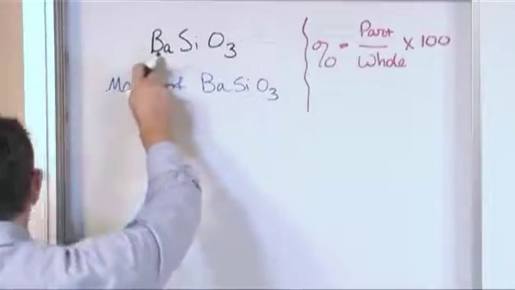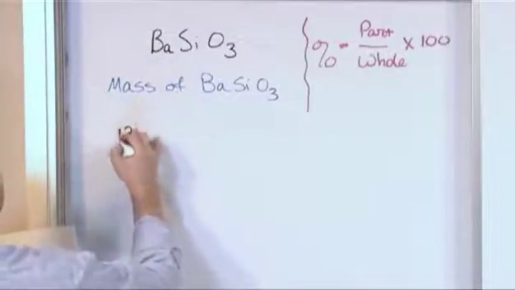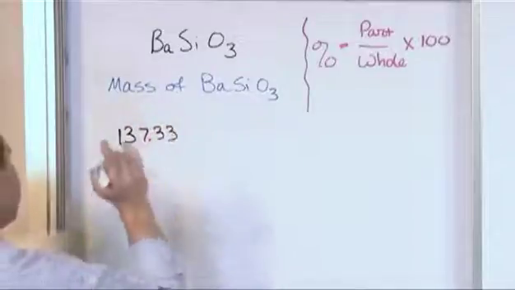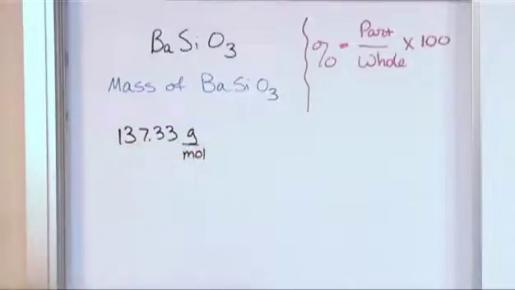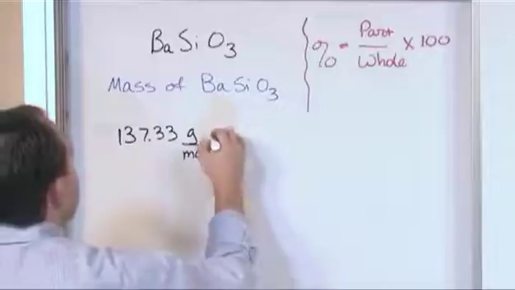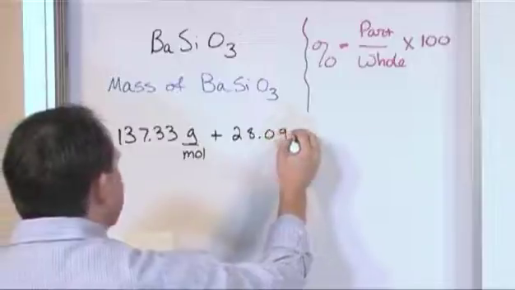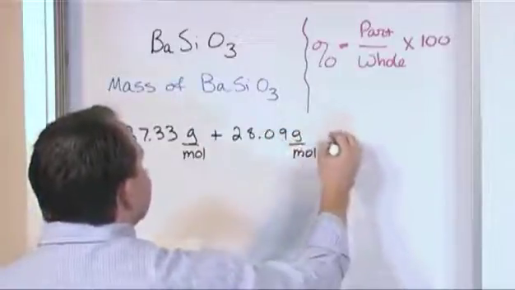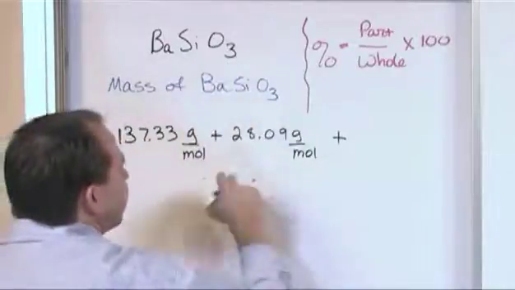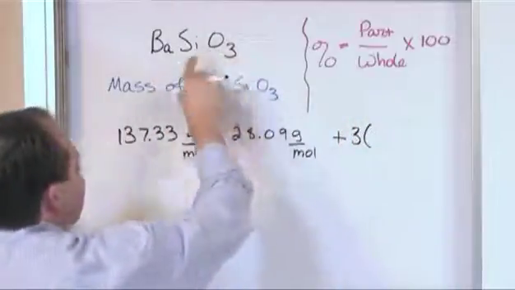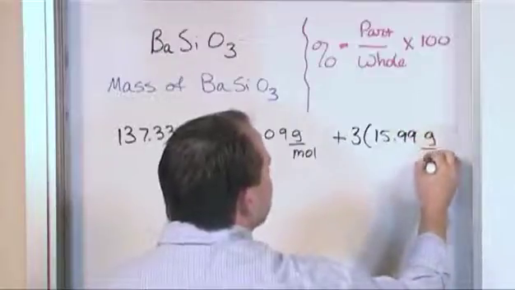When you look in the periodic table, what you're going to see for barium, for an atomic mass, is 137.33. Don't ever forget what units you have here. This is grams per mole. So if we shovel out a mole of this stuff, it's going to be 137.33 grams. This is the barium. Plus, the silicon, if you read it off the periodic table, is 28.09 grams per mole. Plus, the oxygen. Now the oxygen is a little different because we have 3 of these. So to find the total mass of this oxygen here, it's going to be 3 times the mass that we read off the periodic table, which is 15.99 grams per mole.